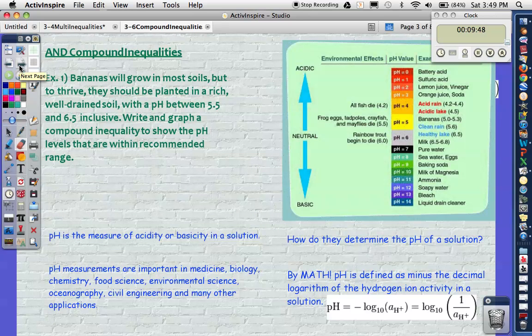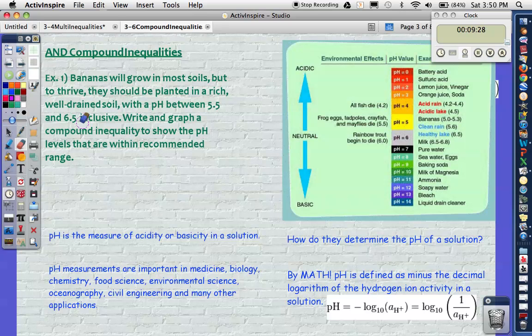So let's do an example of writing an inequality, and I put a lot of stuff on this page just because I wanted you to maybe read a little bit about pH and see where this is used. So bananas will grow in most soils, but to thrive, they should be planted in a rich, well-drained soil with a pH between 5.5 and 6.5 inclusive.